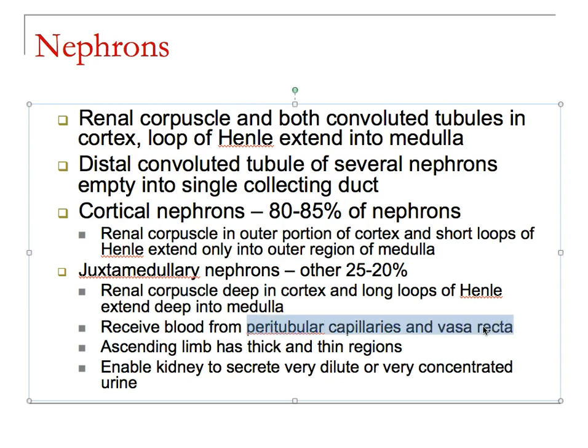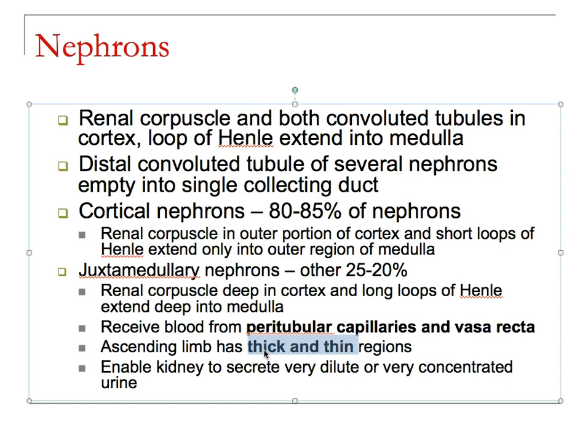So we have a modification to the circulatory system here. Probably pay attention to that. And the ascending limb has both thick and thin regions. The purpose of the thick and thin regions, the thick regions, is to stop reabsorption of water. So we're going to create a gradient. It enables the kidney to secrete either very dilute or very concentrated urine.